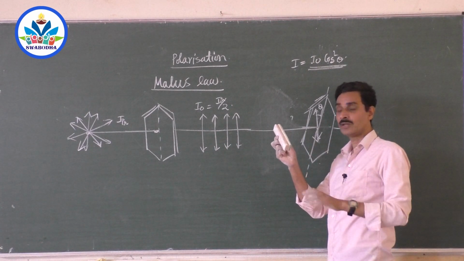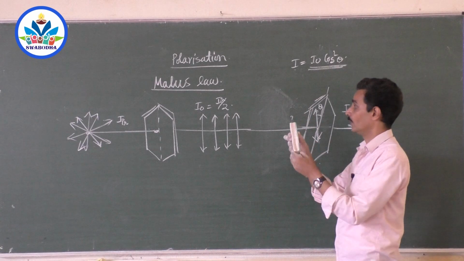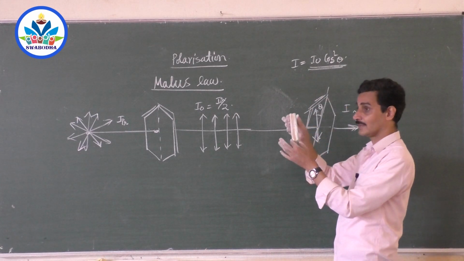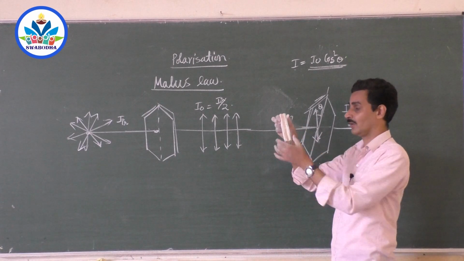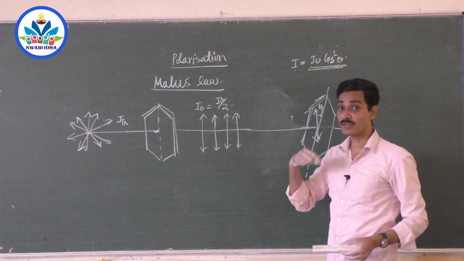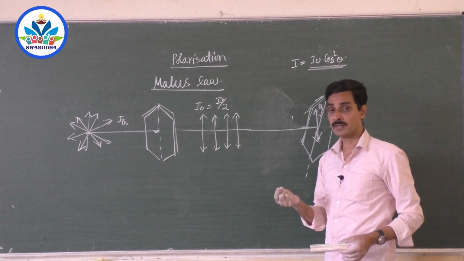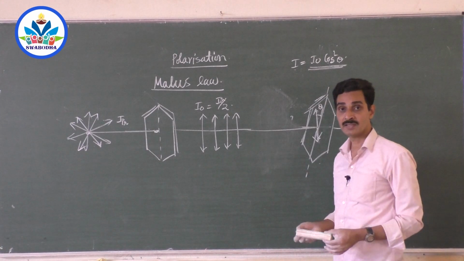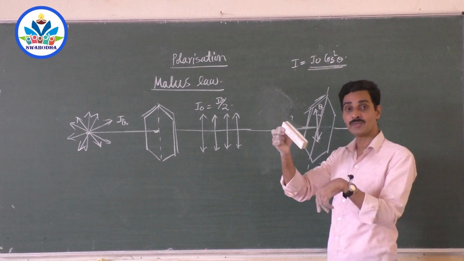It should not be 0, it should not be the same intensity I naught either. So when I hold it at 45 degrees, cos 45 is 1 by root 2, cos squared 45 is 1 by 2, so it is half of I naught. It is 50% of the intensity. So when I reach 45 degrees, we get 50% of the light.